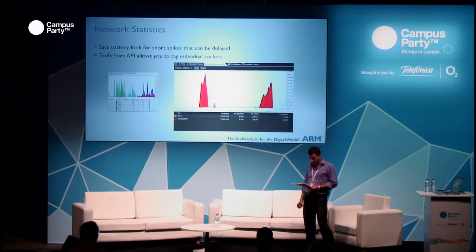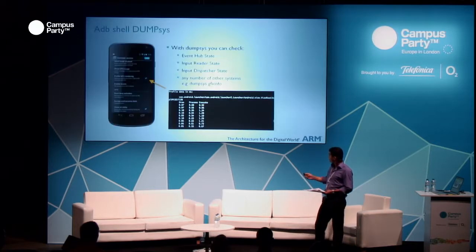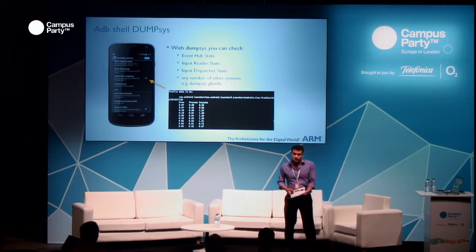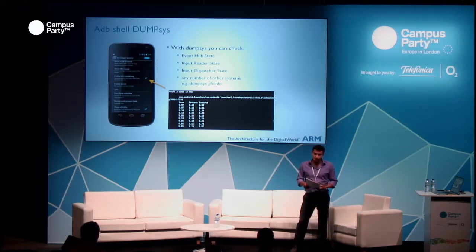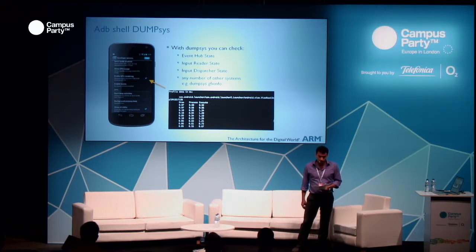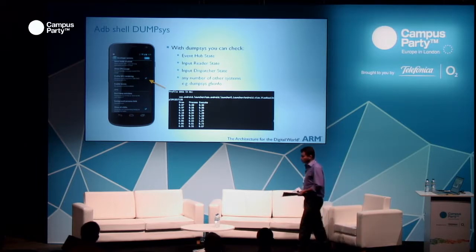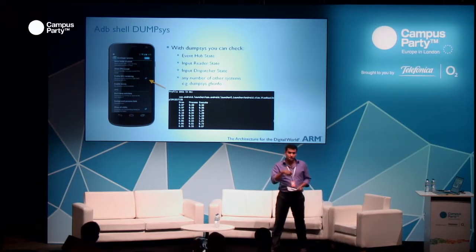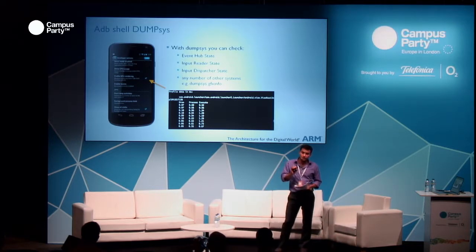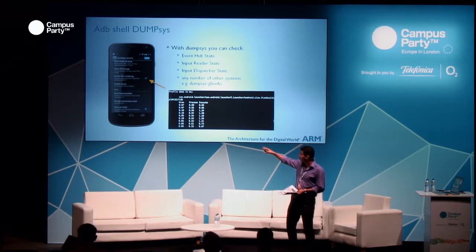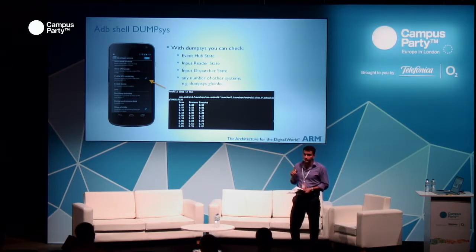So the next slide is basically about some command line tools that we can use for improving the performance and battery consumption of our apps. This is something called dumpsys, an example of dumpsys. I don't know if you've ever looked at the Android options. If you've developed for Android, you've definitely seen this. There is a section called Developer Options in the settings.